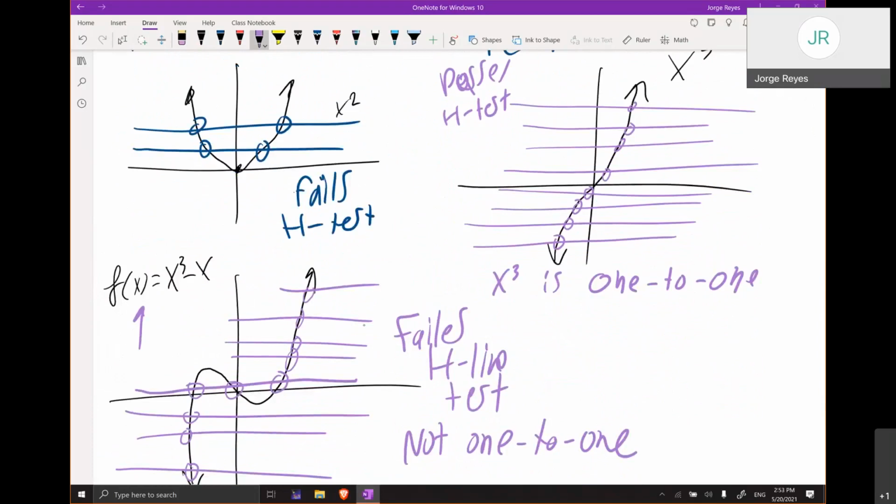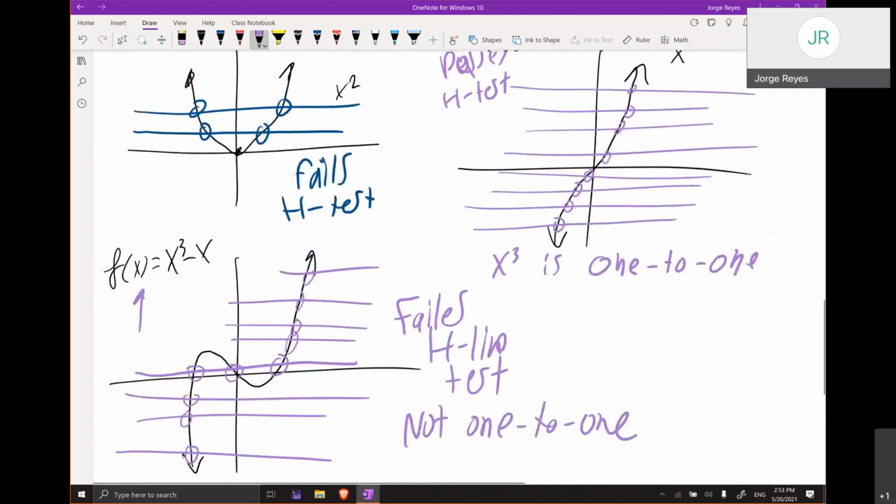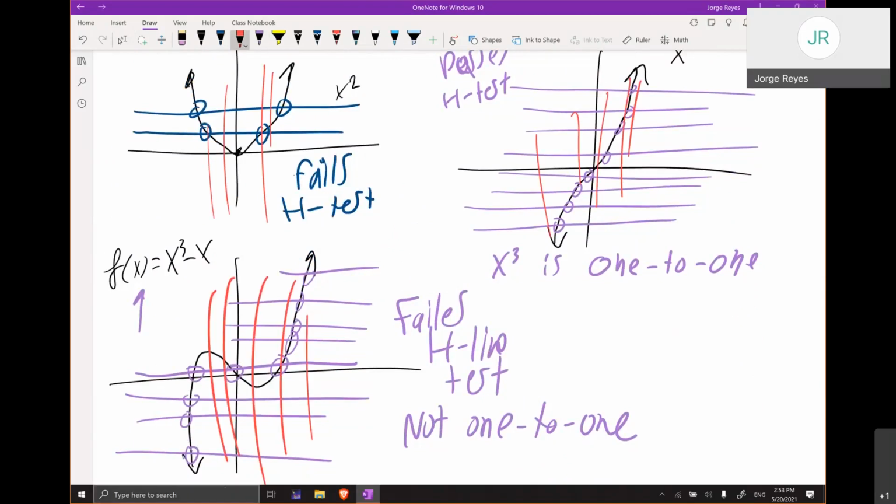All right, but the horizontal line test, I hope it's pretty easy. Don't get it confused with the vertical line test. This is to check for 1-to-1, not if it's a function. The vertical line test is to check if it's a function. All of these would pass the vertical line test because they all are functions, but only some of these pass the horizontal line test because they're not 1-to-1.